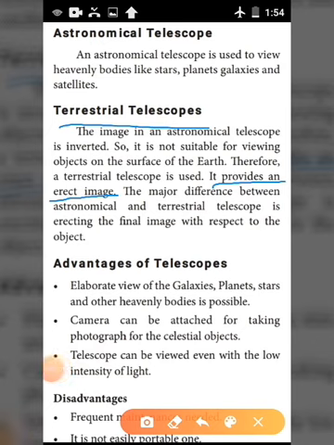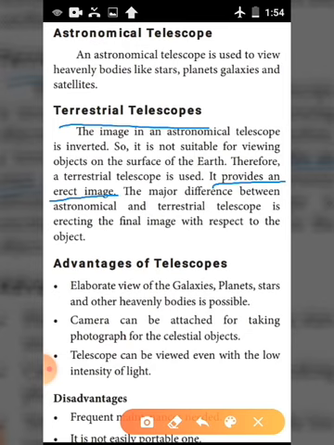The next one, the terrestrial telescope. It provides an erect image. What is an erect image? For example, if you are standing in front of the mirror, you will get the same image as that of the object, that is erect. அப்படியே ஒரிஜினலாக பார்க்குறதா நம்ம என்னென்னு சொல்லுவோம்னா erect image அப்படின்னு நம்ம சொல்லுவோம். So the terrestrial telescope provides an erect image.